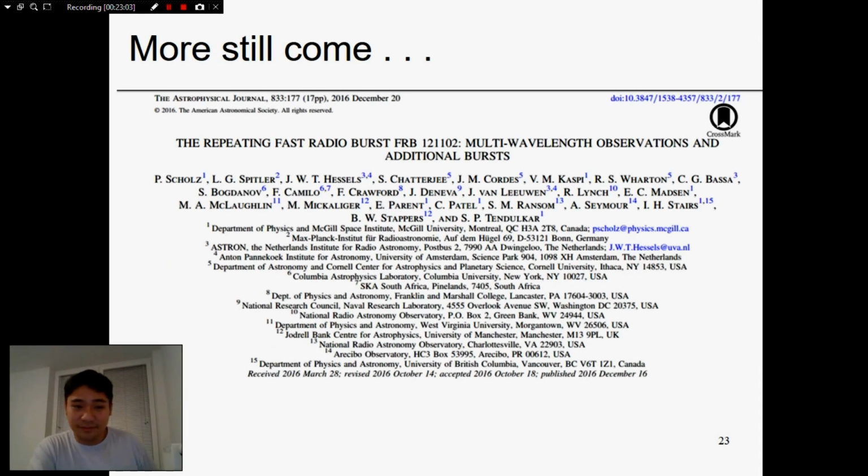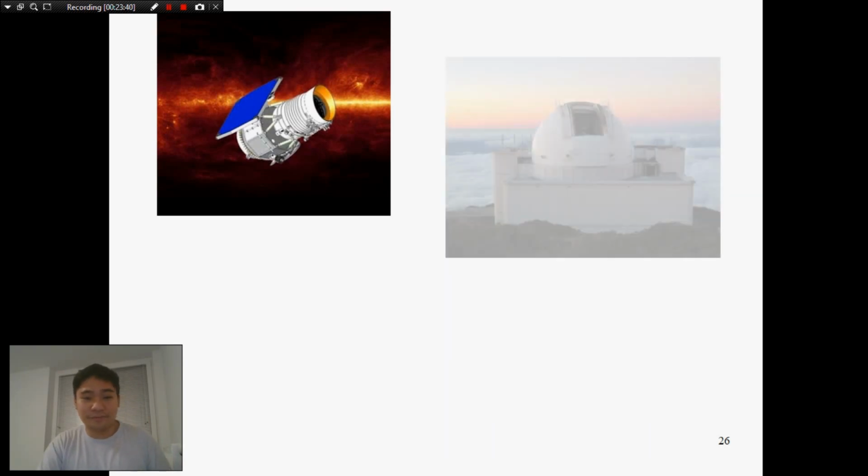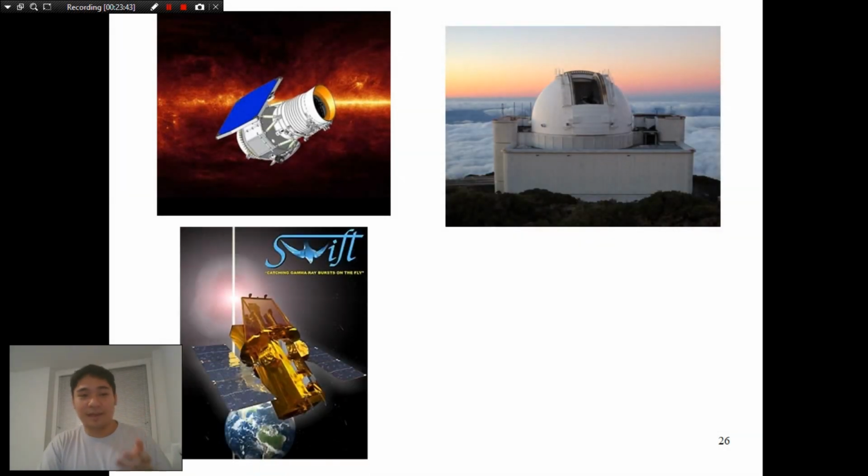But more and more still come. We got another report last month that they detected FRBs using a multi-wavelength observation. What did they do there? They used various kinds of telescopes. In radio, they use not only one radio telescope anymore. They also use the Green Bank telescope in the States, and our telescope, the Effelsberg telescope in Bonn, and the VLA, the Very Large Array telescope. Not only in radio but also microwave, optical, and also X-ray.